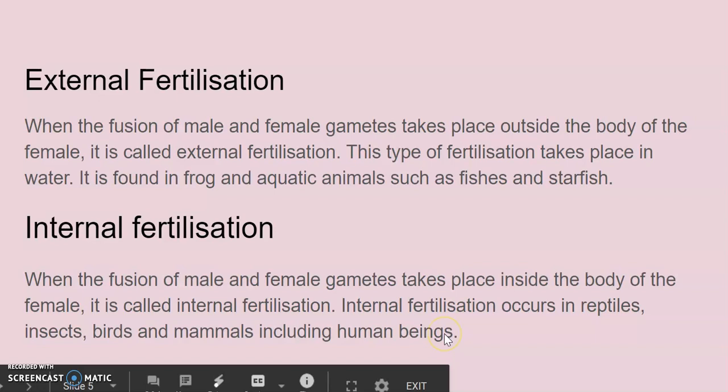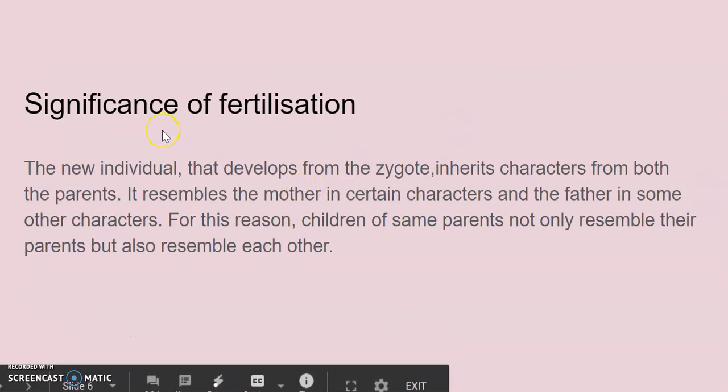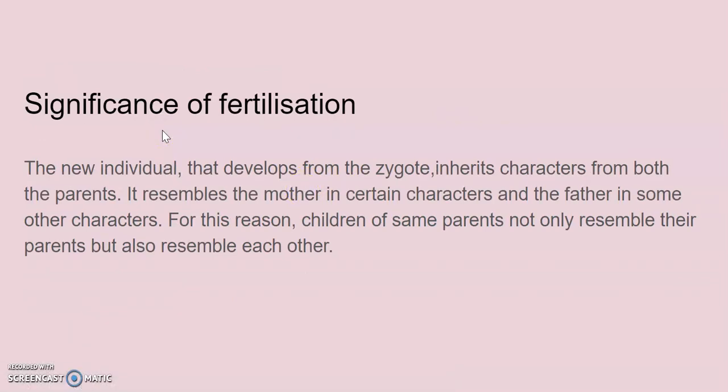Right? After this, significance of fertilization. Significance means what is the importance of fertilization? The new individual, मतलब जो new life begin हो रही है fertilization से after the formation of zygote, that develops from the zygote inherits. Inherits मतलब वो hereditary information carry करती है. Matlab characters from both the parents, both father and mother. It resembles the mother in certain character and the father in some other character.